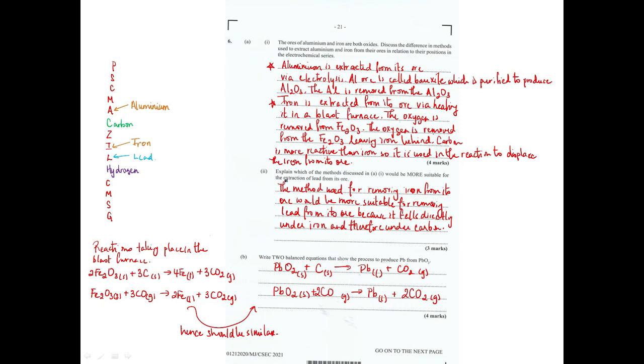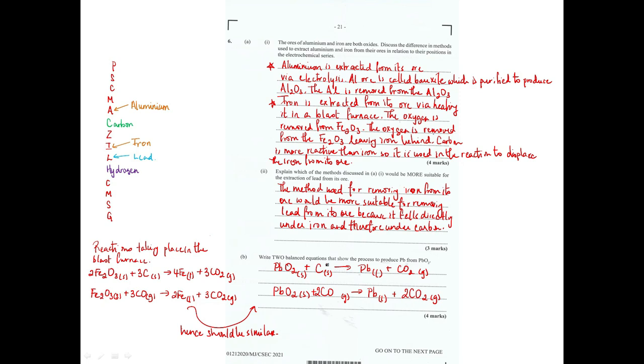Okay, moving on to 2. Explain which of the methods discussed in A1 will be more suitable for the extraction of a lead ore. Well, first of all, let's look and see where lead is. Lead is just below carbon, so removal of it from its ore would make sense to follow the method used for removing iron from its ore. So the method used for removing iron from its ore would be more suitable for removing lead from its ore, because it falls directly below iron and therefore below carbon.